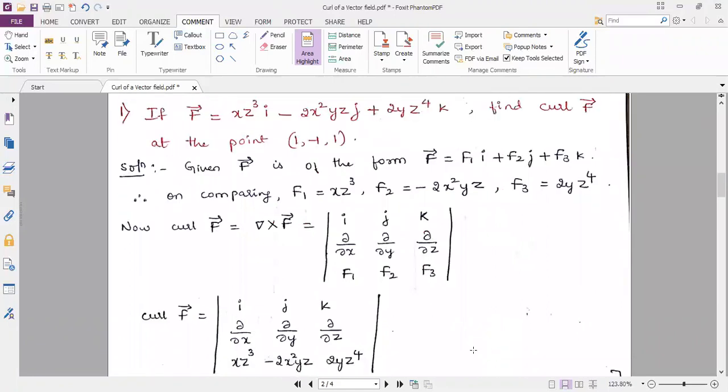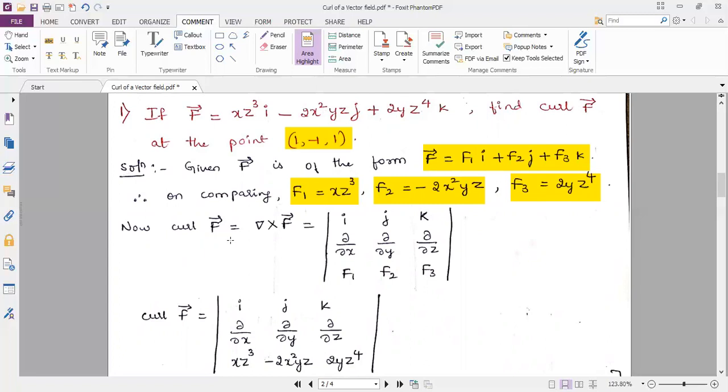First one, if vector f is equal to xz cube i minus 2x square yz j plus 2yz power 4 k, find curl f at the given point 1, minus 1, 1. Firstly, we compare the given vector f with the form f1 i plus f2 j plus f3 k cap. On comparing, we obtain the components as f1 is equal to xz cube, f2 is equal to minus 2x square yz, and finally f3 is equal to 2yz power 4.